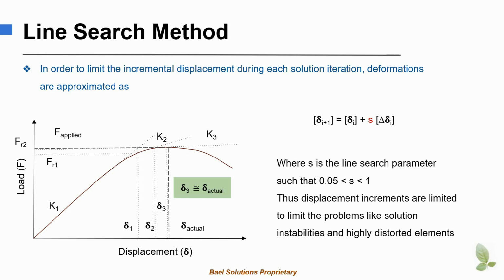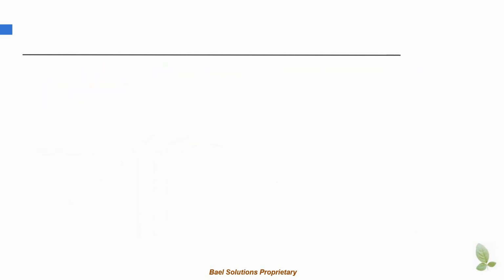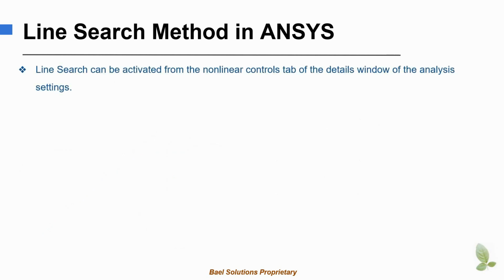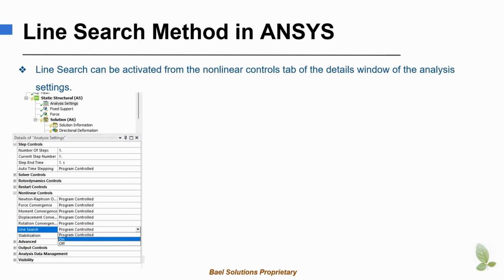ANSYS chooses an appropriate line search parameter to ensure a stable solution during each iteration. Line search can be activated from the Nonlinear Controls tab of the Details window of the Analysis Settings. There are three options next to the Line Search tab.